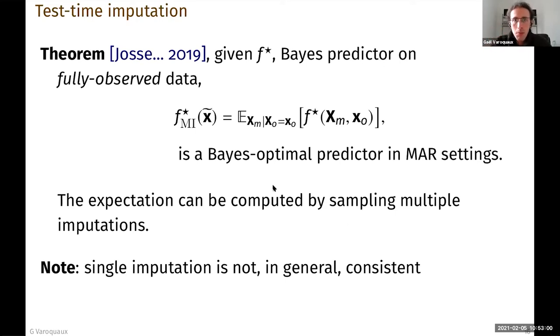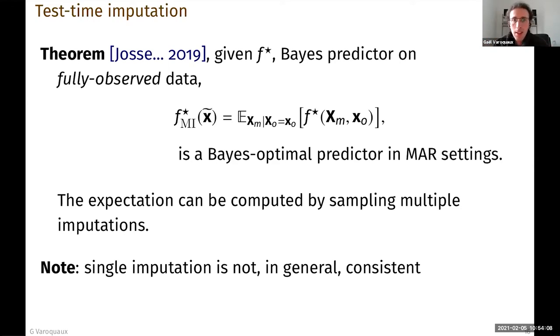Then what I'm telling you in this expression here is that I can build, using expectation on the conditional distribution of the missing given the observed, a Bayes optimal predictor that works on partially observed data. For this, I need to compute the expectation of the missing given the observed, and this can be done using multiple imputation by sampling. So at test time, I can sample multiple imputations and average the predictions. If by chance I have the Bayes predictor on the fully observed data, which is a big if. One comment is that in general, single imputation is not consistent. I can't take a Bayes predictor for fully observed data and convert it to a Bayes predictor for partially observed data with a single imputation.